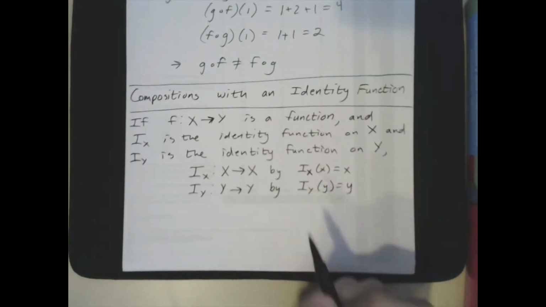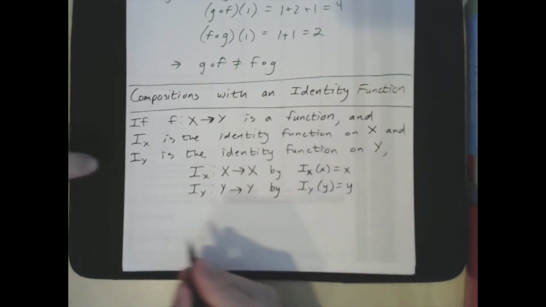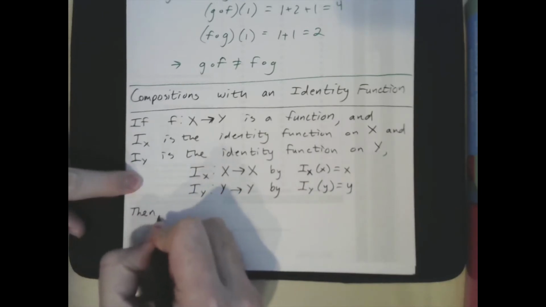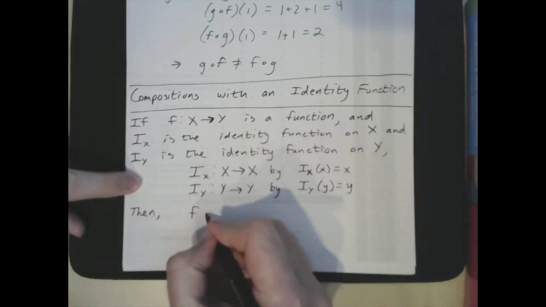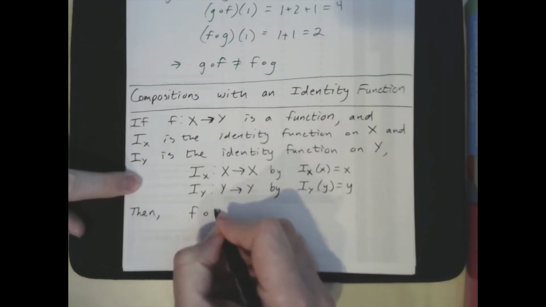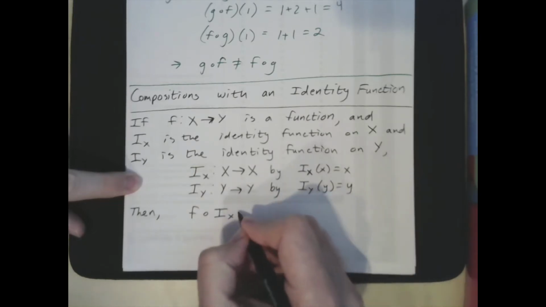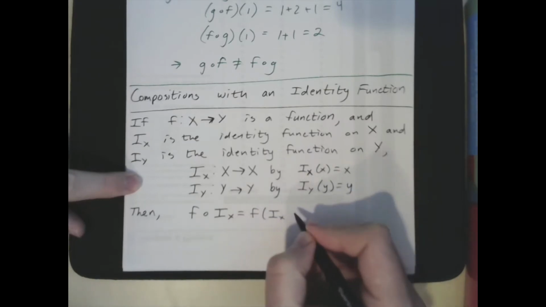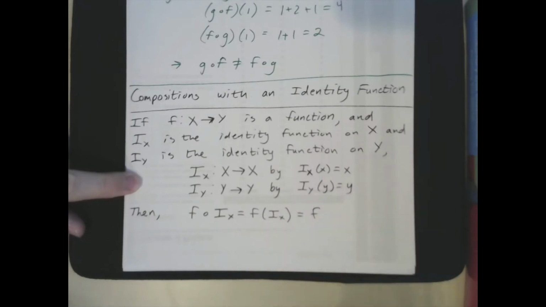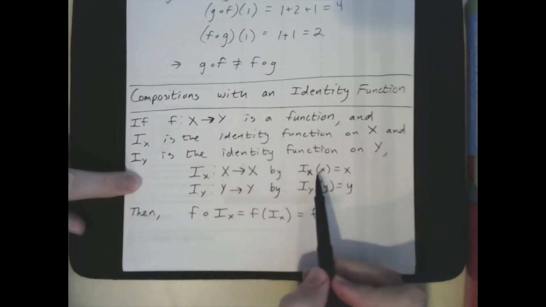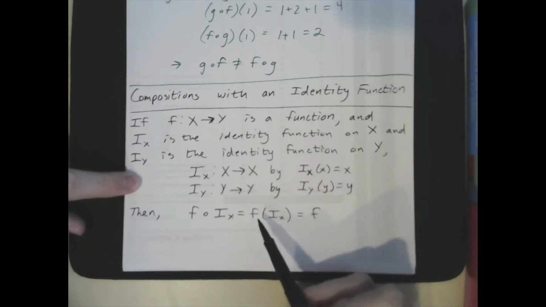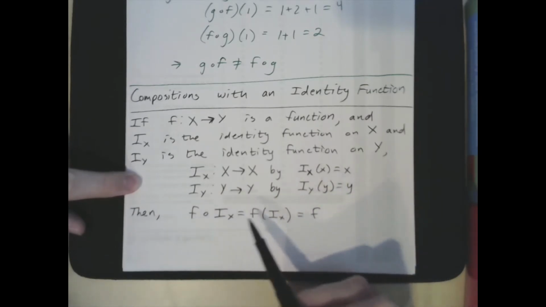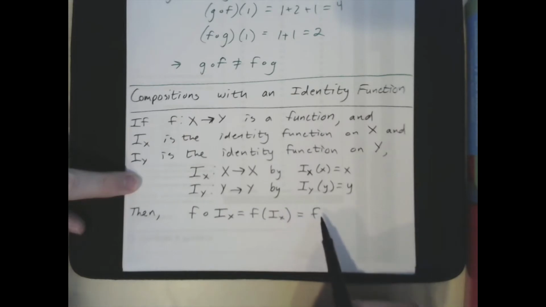And so if we have our identity functions, then when we compose f with I sub x, this is f of I sub x. Well, this is just going to be f, because our identity function takes x back to x. So really we're saying f of x. Well, that's just f.